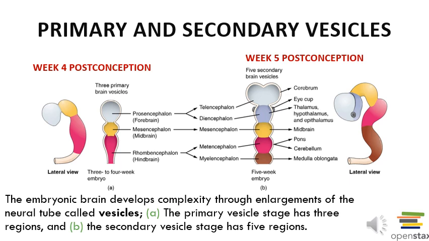It is derived into two regions itself. One called the metencephalon, which becomes the pons and the cerebellum in the mature brain, and then the myelencephalon, which ultimately becomes the medulla oblongata, or the brainstem, in the mature human. So at this point, we have 5 secondary brain vesicles: the telencephalon, the diencephalon, the mesencephalon, the metencephalon, and the myelencephalon, all being derived from 3 original primary vesicles.